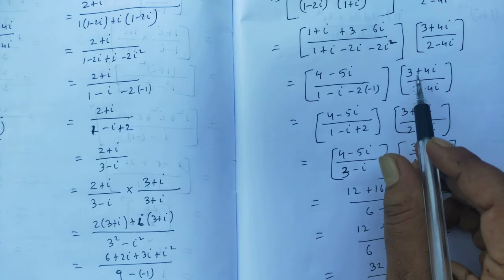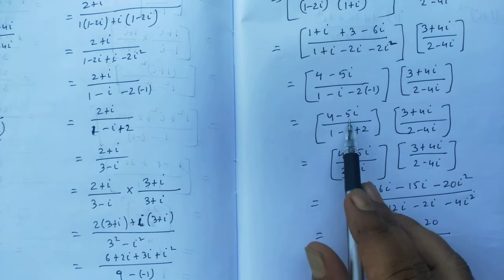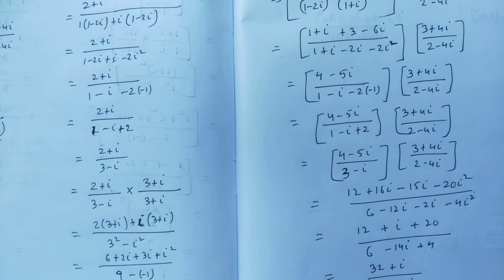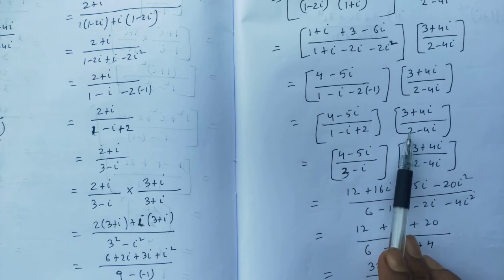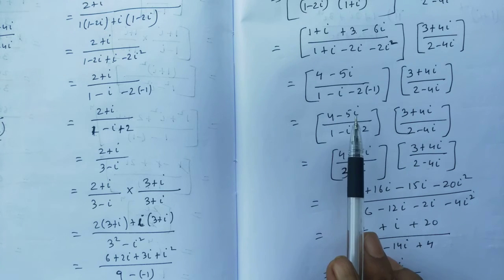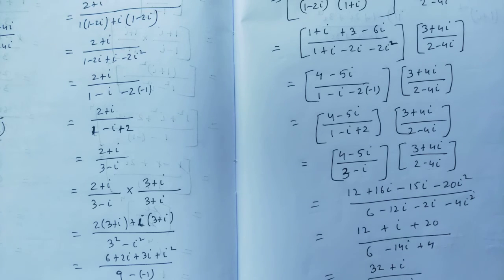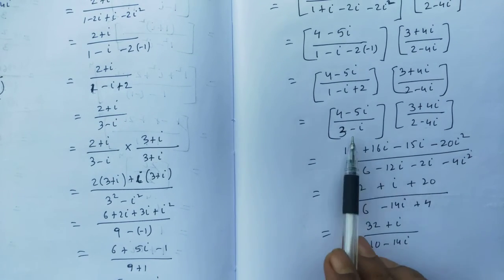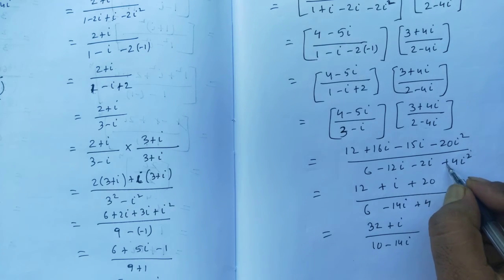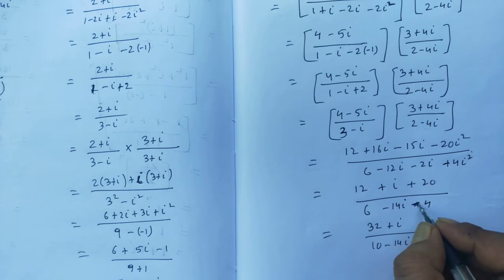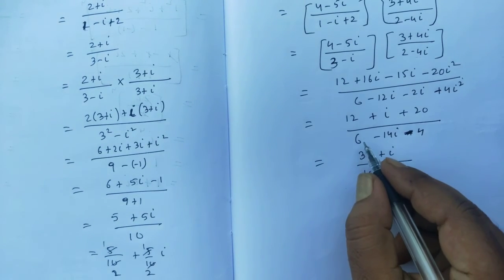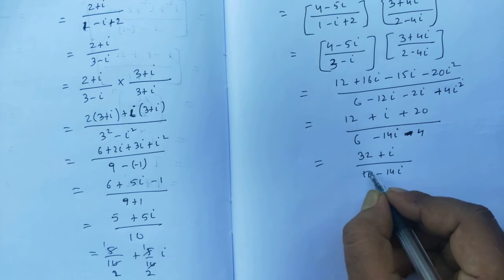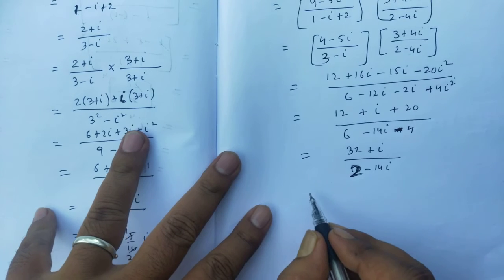So when you multiply this, plus 20, 12 plus 20 is 32. Downside 3 into 2 is 6. 3 minus 12 minus 2i and this is plus i square, so this will become minus. So we are getting 2. Just rationalize it.